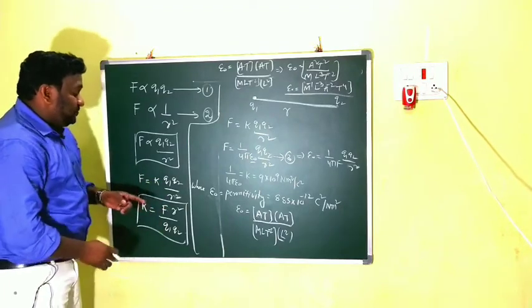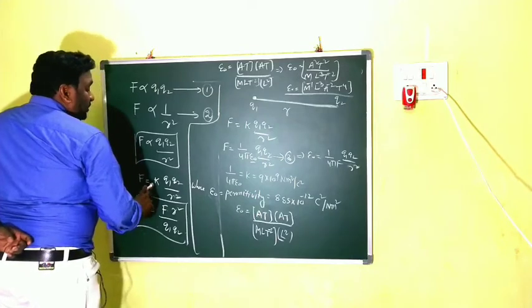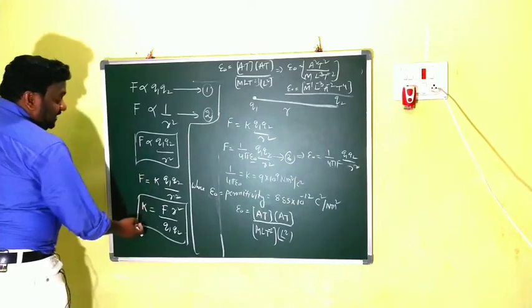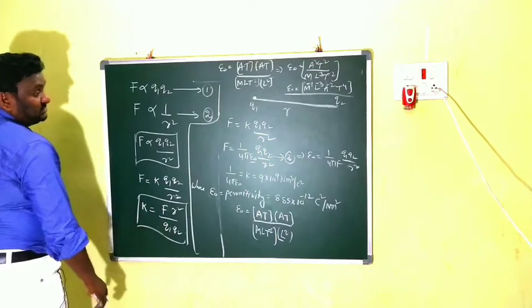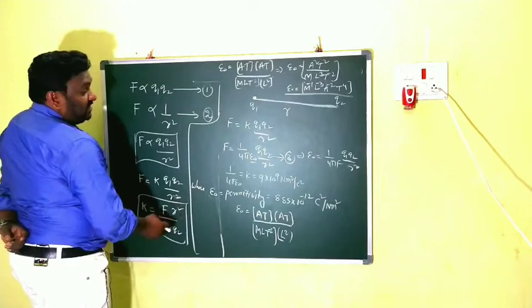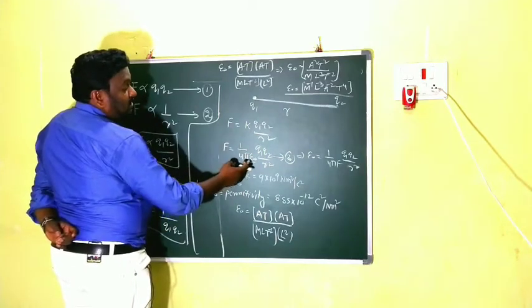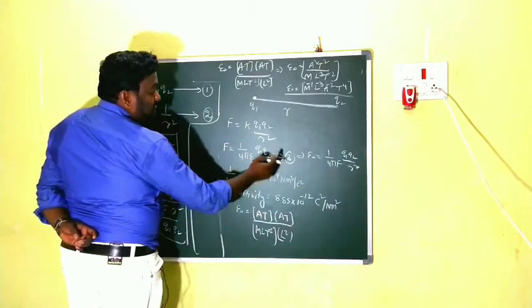Here what is K? K is the proportionality constant. For that, what do you write? K is equal to F into R square by Q1 Q2 we can write. So here we are writing the K value as 1 by 4 pi epsilon naught, Q1 Q2 by R square. This is equation number 3.